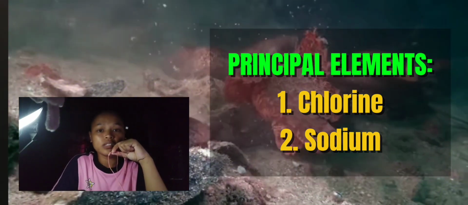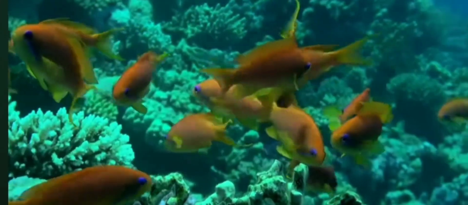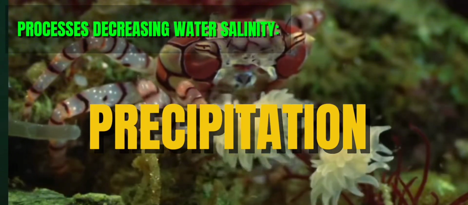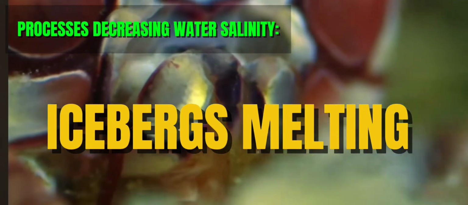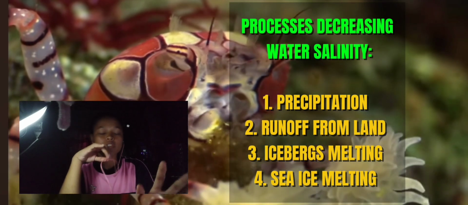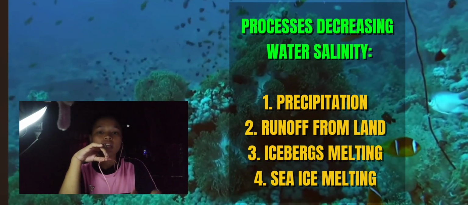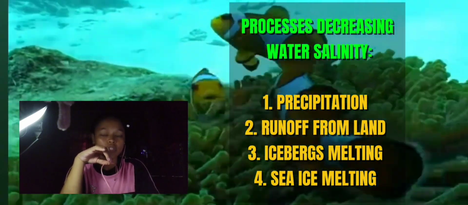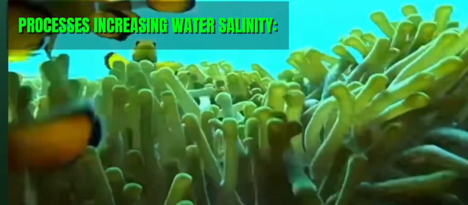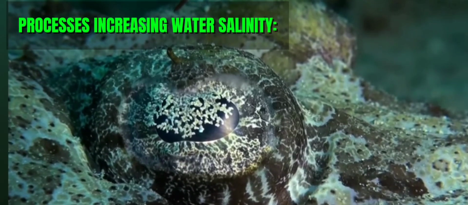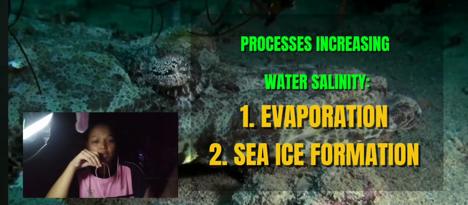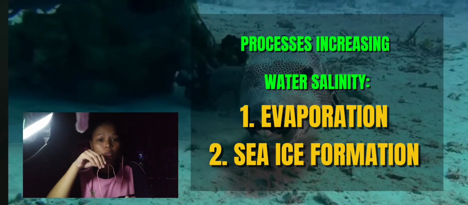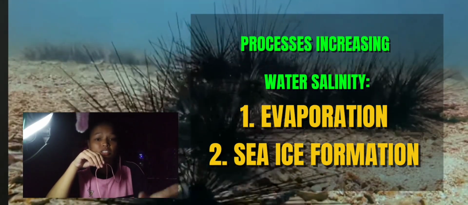And there are many factors affecting the salinity of water. The following are the processes that decrease water salinity: precipitation, runoff from land, icebergs melting, and sea ice melting. Those processes decrease salinity because they add water to the ocean. And the processes that increase water salinity are evaporation and sea ice formation. Of course, those processes increase the salinity of water because they remove water while concentrating the materials that are dissolved in it.